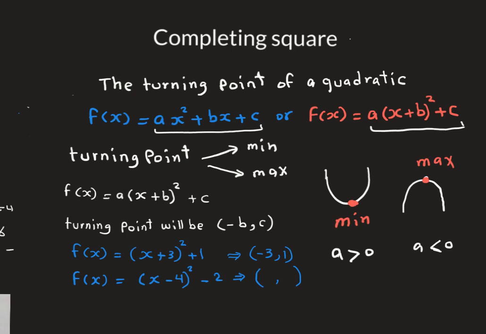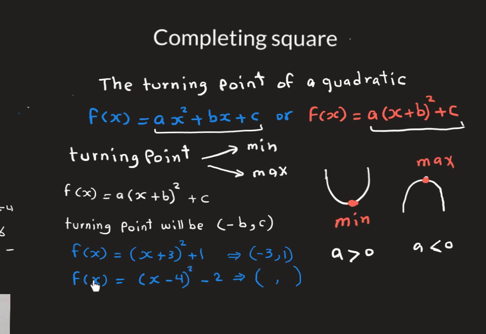How? If we have this form, a(x plus b) all squared plus c, the turning point will be negative b and c. Change the inner, keep the outer. So minus b, plus c. For example, if we have f(x) equals (x plus 3) all squared plus 1, the turning point will be: change the inner, so negative 3, and keep the outer, so plus 1, the same.